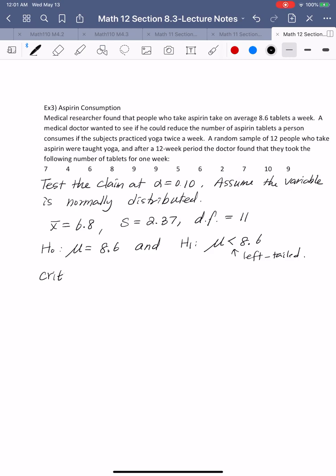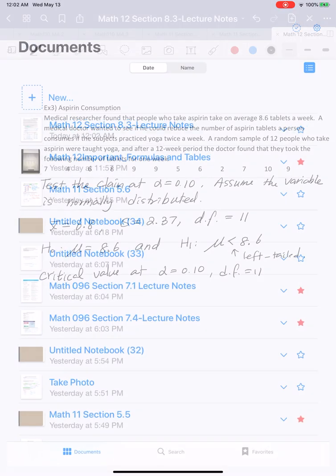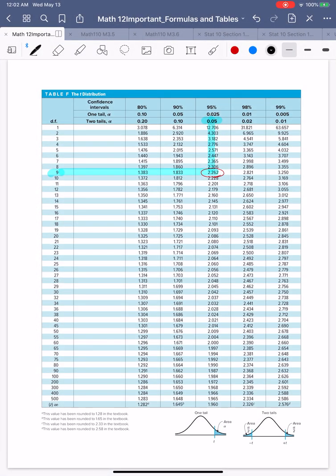So the critical value at alpha equal to 0.10, where the degree of freedom is 11. And then we can find the... Alright, let's look at the table. Okay, so degree of freedom is going to be 11 from here. And then it's a left tail, so 0.10, which is right here.